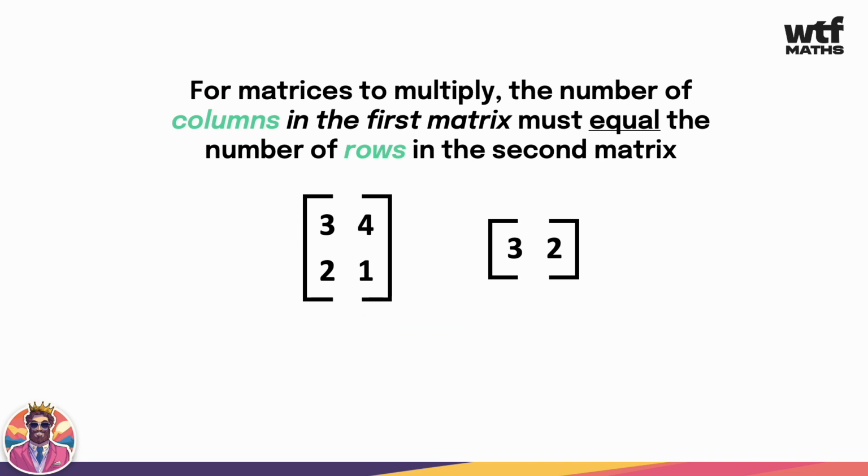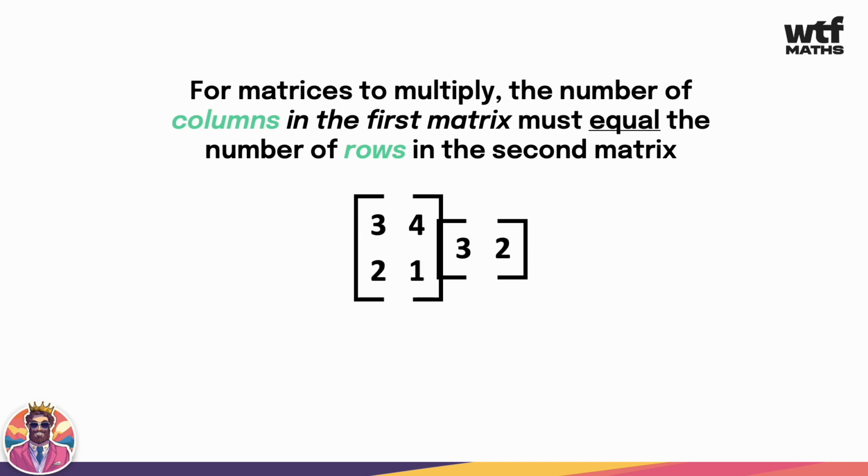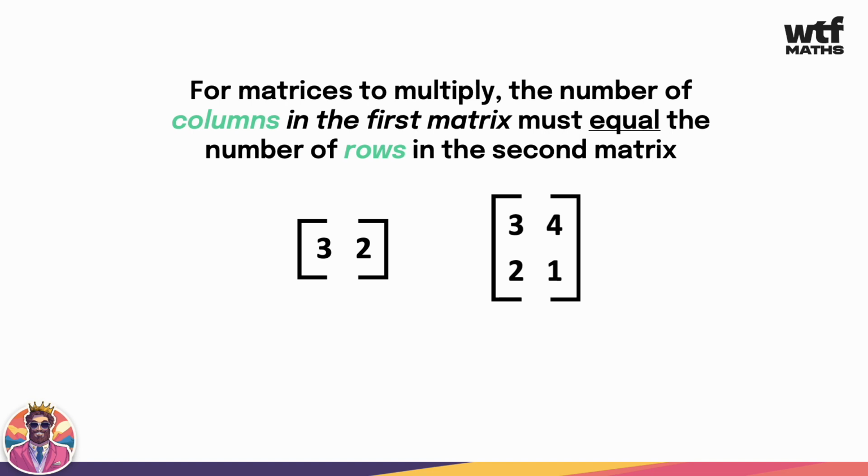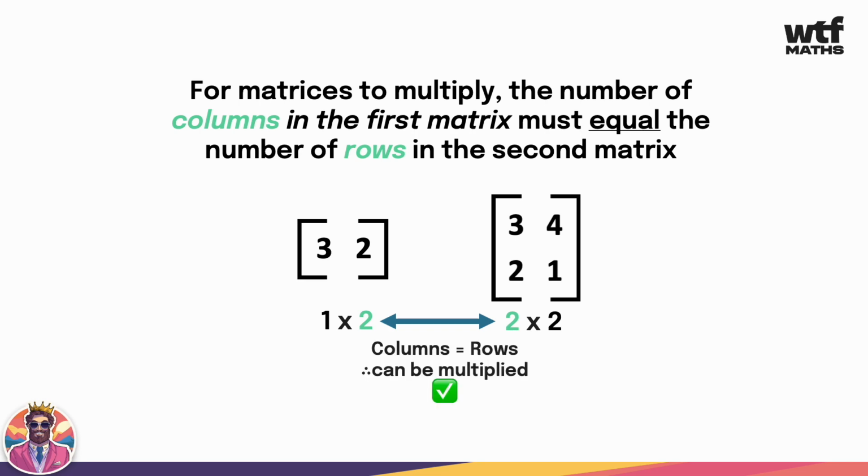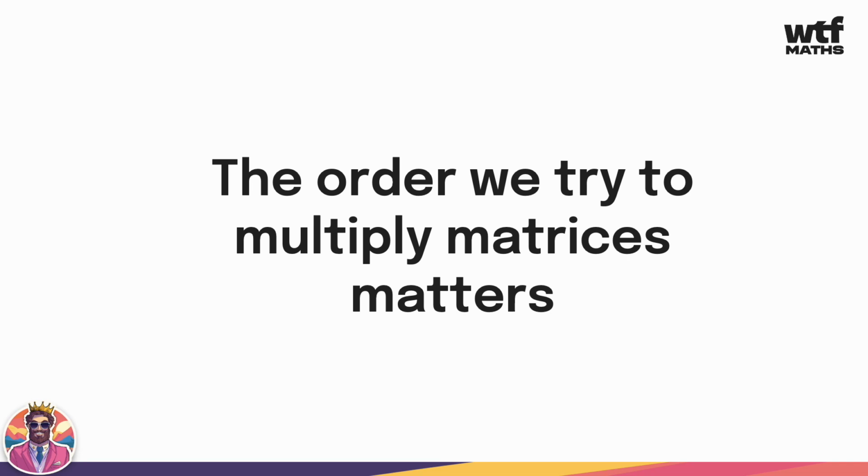But if we swap the order of the matrices like this, and then check our dimensions again, we've got a 1 by 2 on the left and a 2 by 2 on the right. And now the columns of the first matrix equals the rows of the second matrix. So just by swapping the order, we took something that didn't work and we made it possible to multiply. So it's really important to understand the order we try to multiply matrices matters.